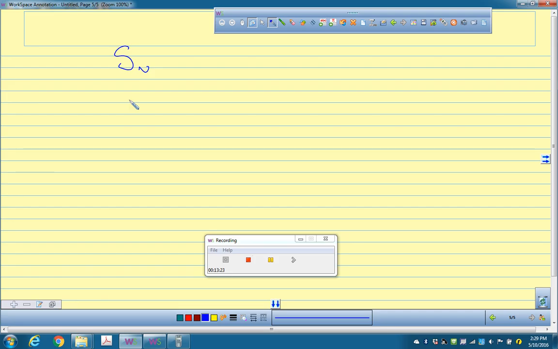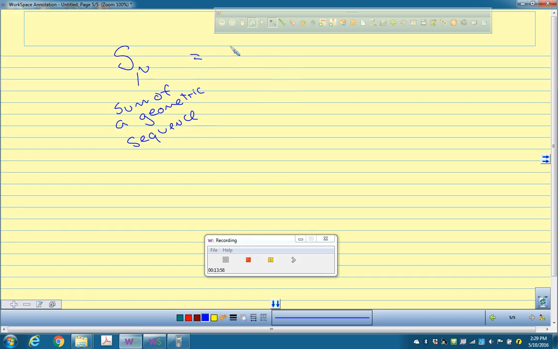So S sub n is the sum of a geometric sequence. We have another formula for the sum of a geometric sequence. Some smart guy came up with it; if you're interested in the proof, you could look it up in your book. The sum of a geometric sequence is equal to a sub 1 times 1 minus r raised to the n, over 1 minus r. This looks kind of confusing, so I'll show you what it means with an example.